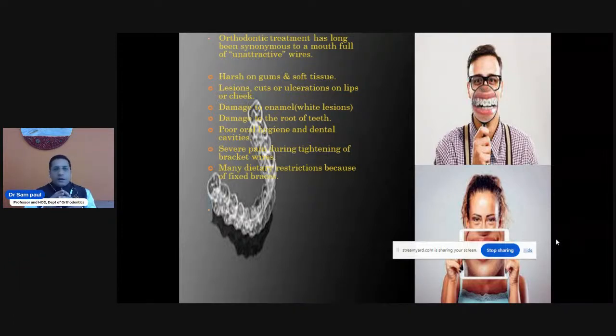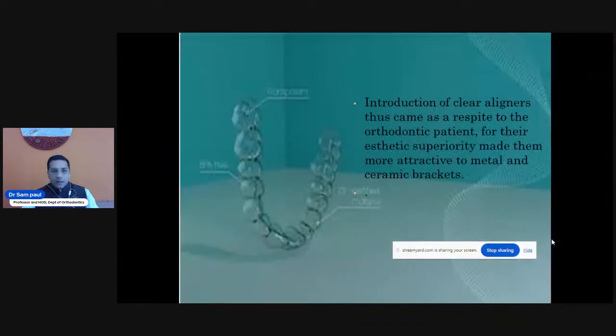Then, of course, oral hygiene. That is one major problem many of the patients used to complain about, because you know that when you have braces on your teeth, it's very difficult to brush your teeth and to maintain good oral hygiene. Then sometimes moderate to severe pain when you get your wires tightened every month. And of course, you may be very unhappy when the doctor tells you, don't eat this, don't eat that, don't eat any hard things. So it is going to affect your normal daily routine.